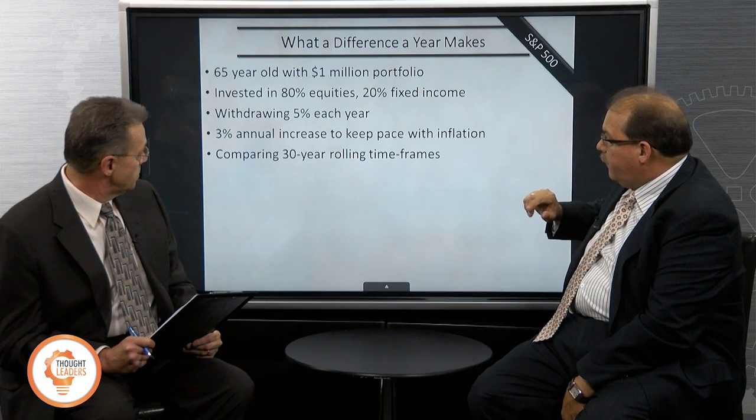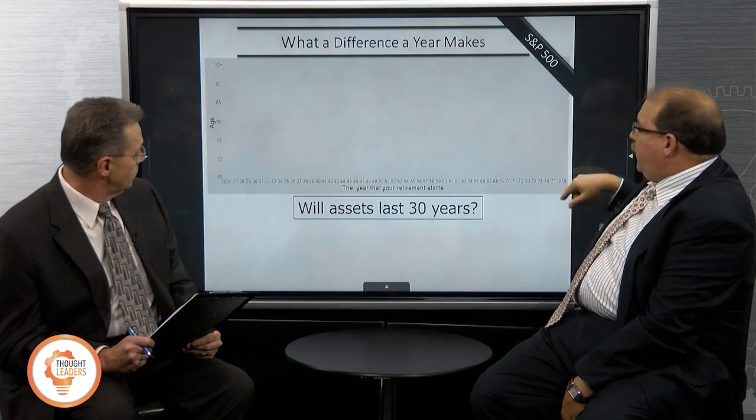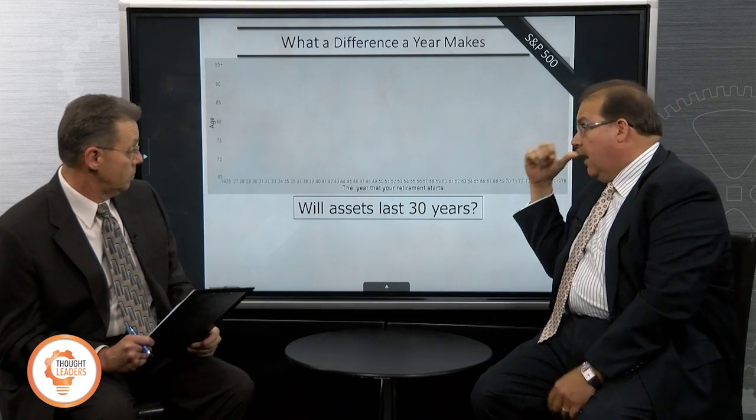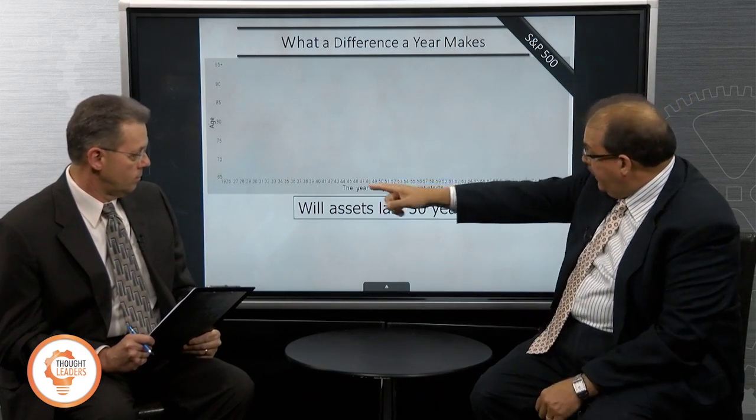5% withdrawal, 3% inflation, lasting for 30 years. Take a look at this. 52 years of back testing. So the previous slide was hypothetical, made it up. This slide was based on what actually happened from 1926.